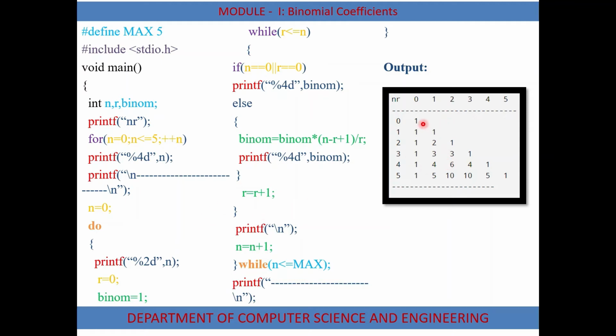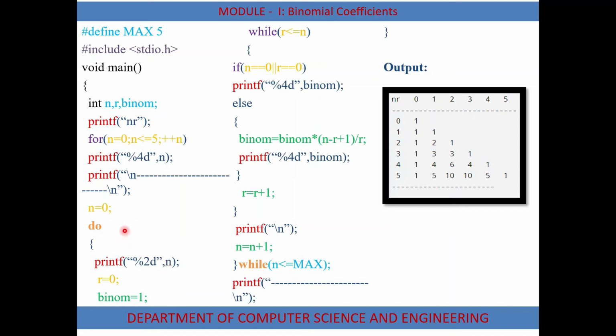Now we'll see how to generate this table. Now print the value of r and the result of nCr. So set the initial value of n to 0, that is n equal to 0. Next use a do while loop to find out the binomial coefficient.